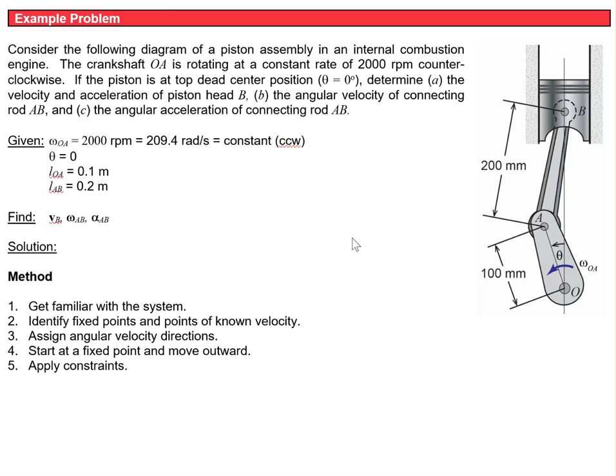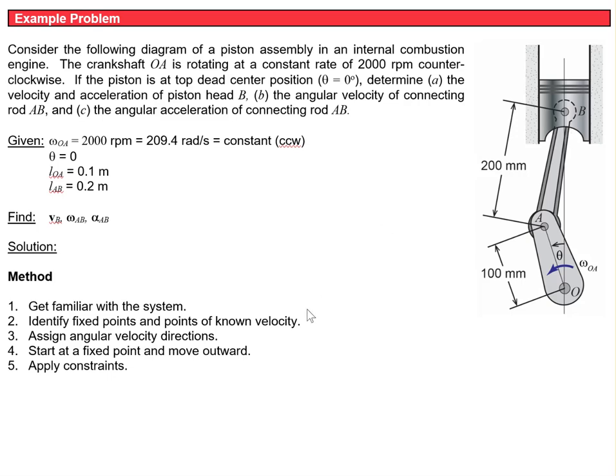Alright, so we want to get familiar with the system, of course, in any problem. Identify fixed points and known points of velocity. So if you look here, O is definitely a fixed point. The crankshaft OA rotates about it, and that makes A go, and A makes B go. But if you look at the piston at B, it can only travel up and down. So we can use that information when we solve the problem. It cannot go left and right.